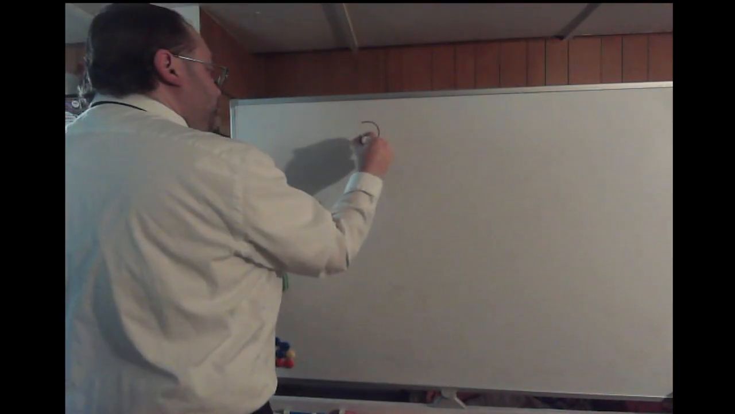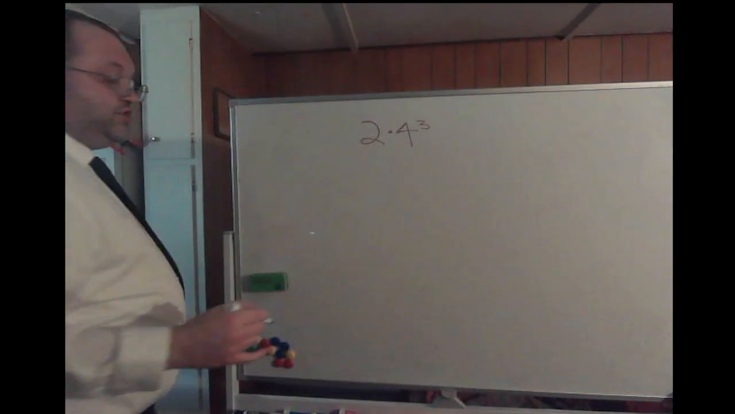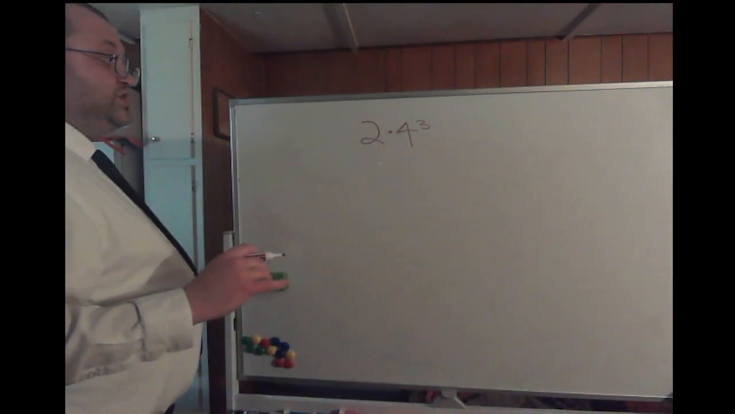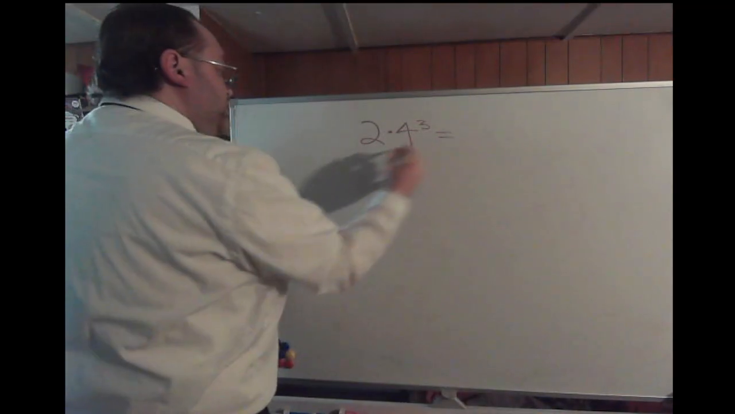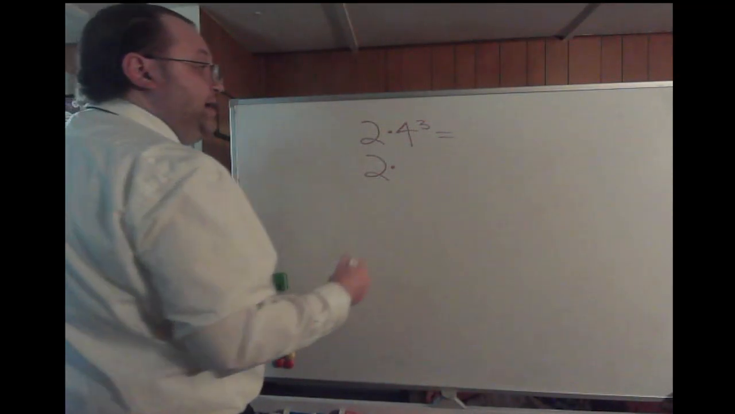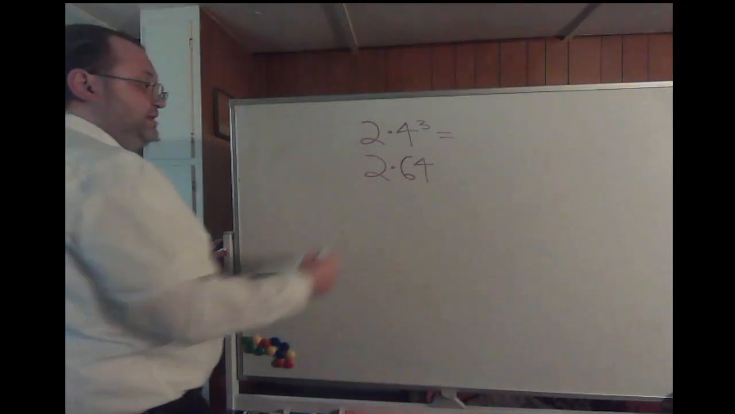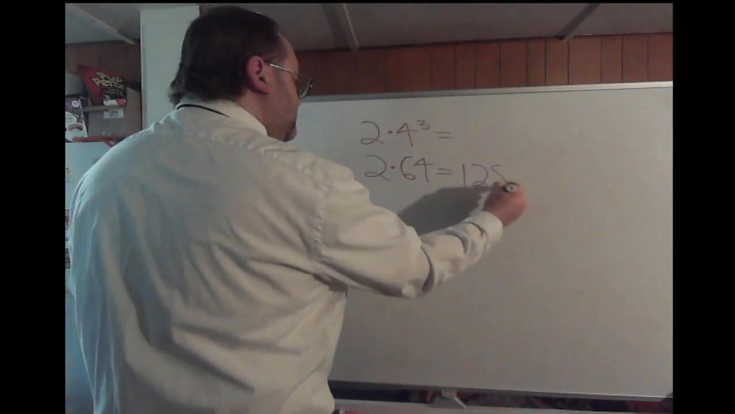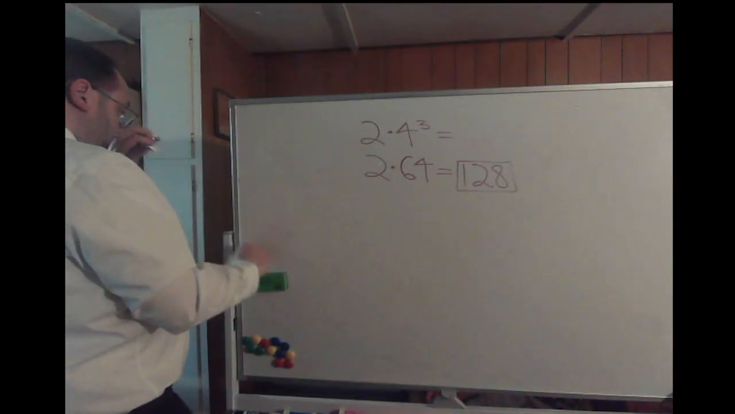Alright, now let's do 2 times 4 to the third power. Of course, the order of operations states we do the exponents first before the multiplication, so you're going to leave that 2 alone, but you'll have times whatever 4 to the third is. I happen to know 4 to the third is 64. So now you're just simply left with 2 times 64. That's going to be 128. So your answer is going to be 128.